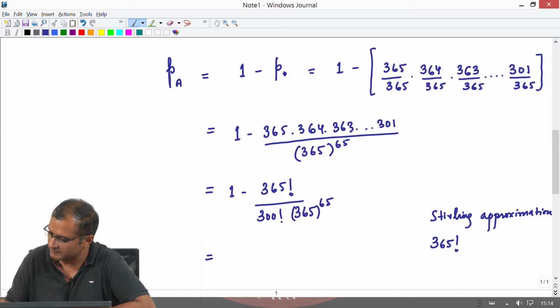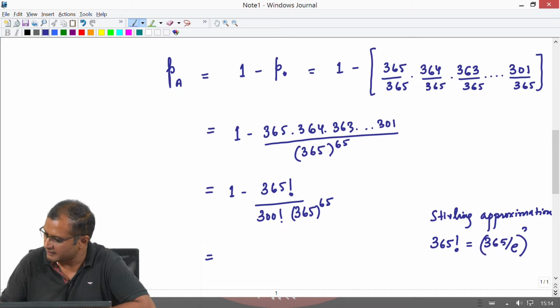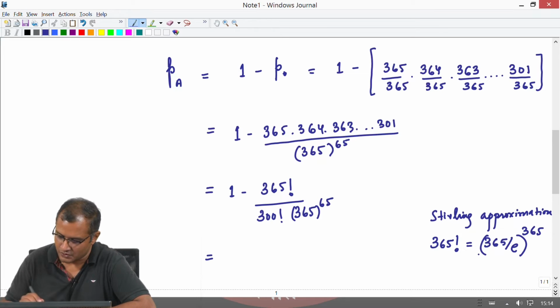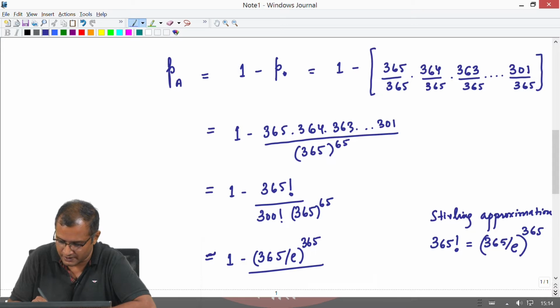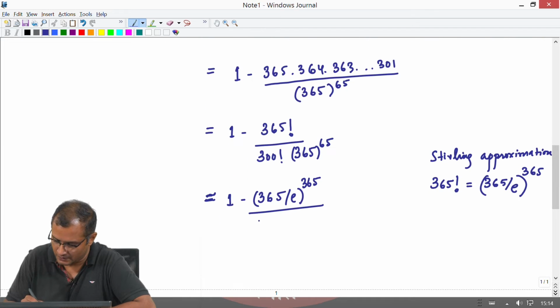Because this is a large number, for large n, n factorial can be written as (n by e) to the power n. Okay. So, I can write this as 1 minus 365 by e to the power 365 upon, now of course, I have to write a nearly equal sign here because I have used the Stirling approximation, over 300 by e to the power 300 into 365 to the power 65.